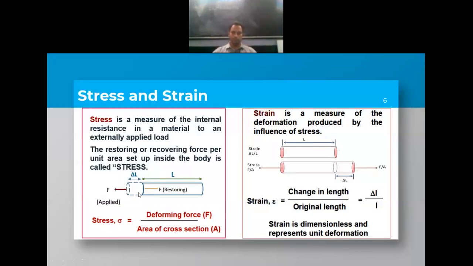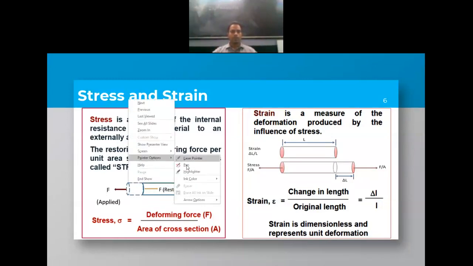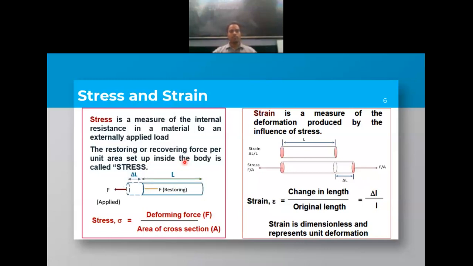Strain is the measure of how much it is getting elongated, how much the dimension is changing, which is nothing but change in length per original length. So that's what I told you. You see this here, stress and strain. So you have the object, and if I apply a force in these directions, the material gets elongated. When you remove this force, it goes back to its original size and shape.